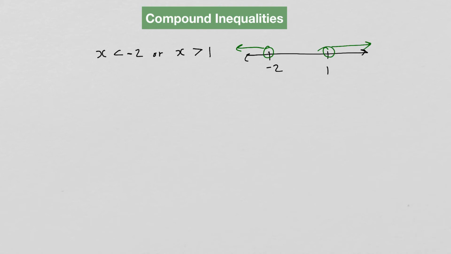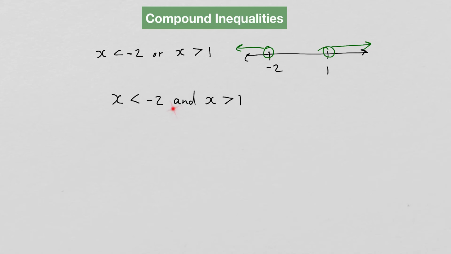What happens if we make this into a conjunction? So in other words, x is less than -2 and x is greater than 1. So if we were to graph this on a number line, again, it would look exactly like this. Okay, but now the question is, does this conjunction have a solution?